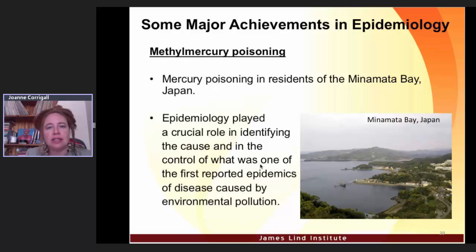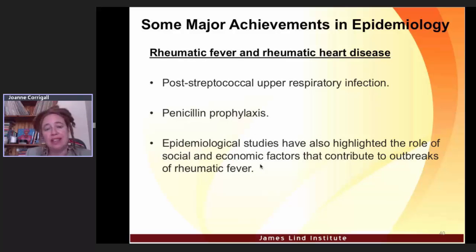Rheumatic fever and rheumatic heart disease has been a big problem, particularly in low and middle income countries, where we find that poverty and crowded areas predispose people to developing post-streptococcal upper respiratory tract infection, and that this can then cause rheumatic fever and rheumatic heart disease. So having discovered this connection between post-streptococcal respiratory infection and rheumatic heart disease, now people will be given penicillin as a prophylaxis, because penicillin removes the streptococcal infection and so prevents advancement of that disease, which previously people would die from within a couple of years.